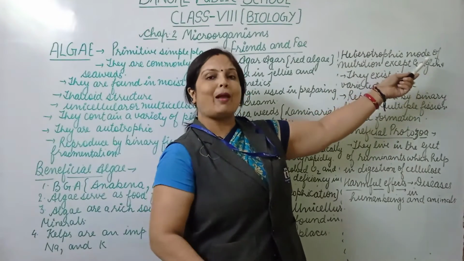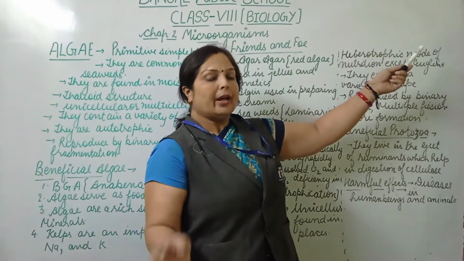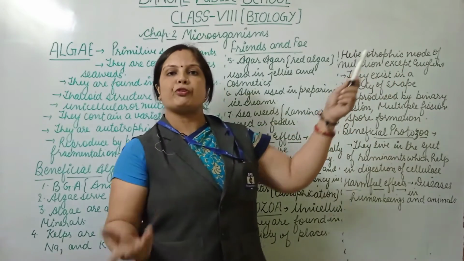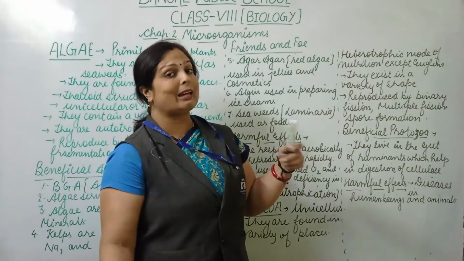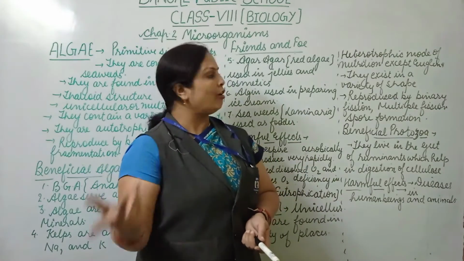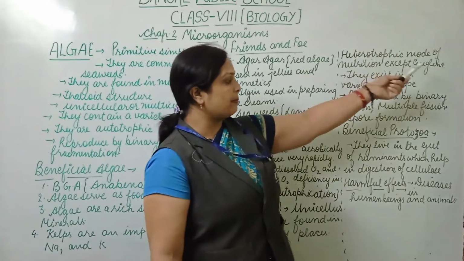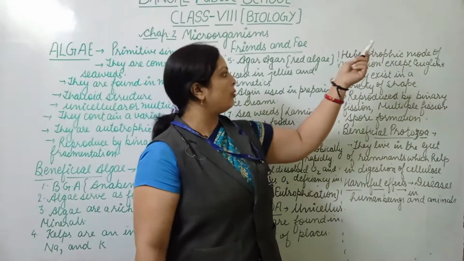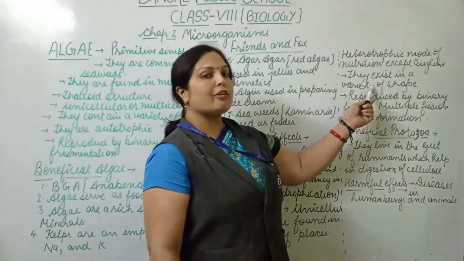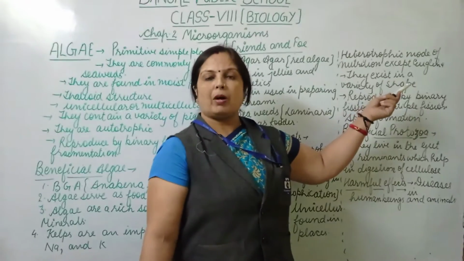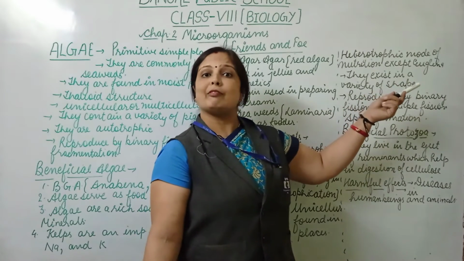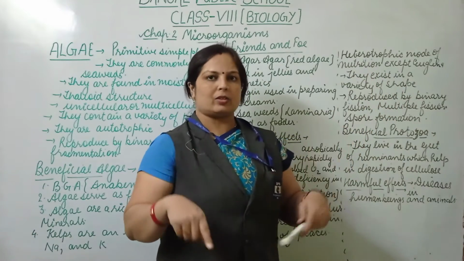Euglena acts as a plant as well as an animal. In the daytime it acts as a plant, and makes its own food by the process of photosynthesis. But at night time it acts as an animal, and can locomote in search of food. Clear? So except Euglena, all protozoa have a heterotrophic mode of nutrition. They exist in a variety of shapes. For example, amoeba has no fixed shape, it has an irregular shape. Paramecium has a slipper-like structure.